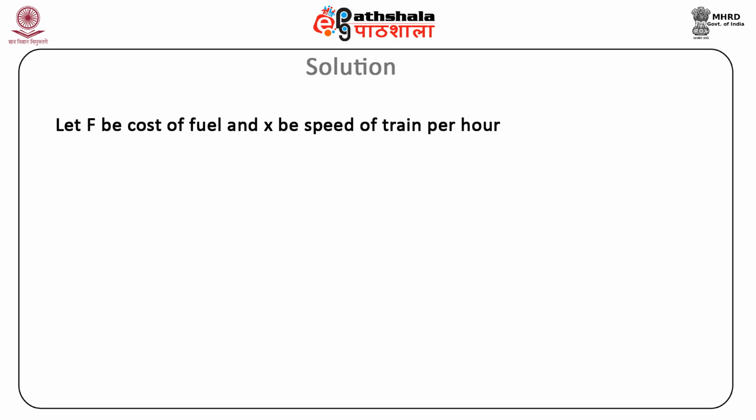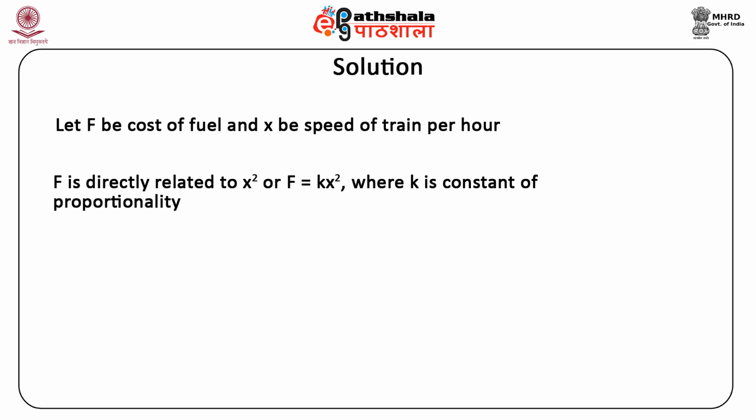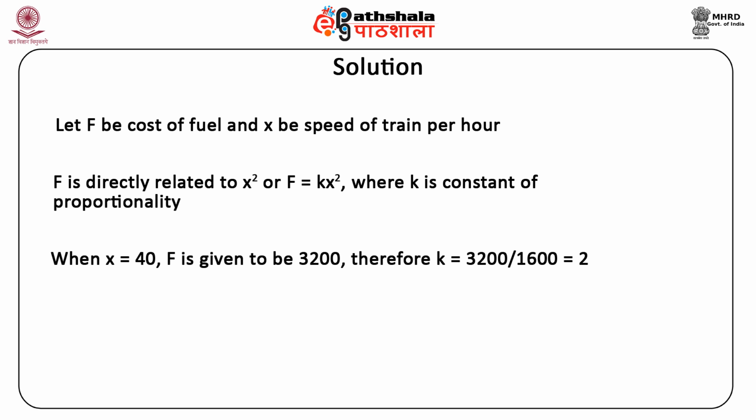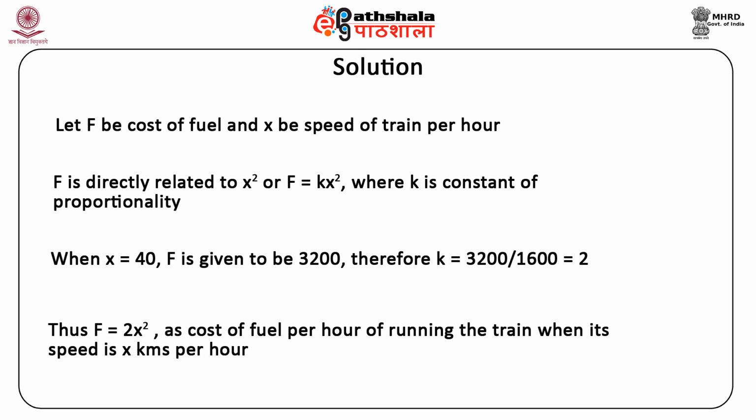Let F be the cost of fuel and X be the speed of the train per hour. We are given that F is directly related to X square, or F is equal to K times X square, where K is a constant of proportionality. When X is equal to 40, F is given by 3200. Therefore, K becomes 2. Thus, we can write F is equal to 2X square as the cost of fuel per hour of running the train when its speed is X kilometer per hour.